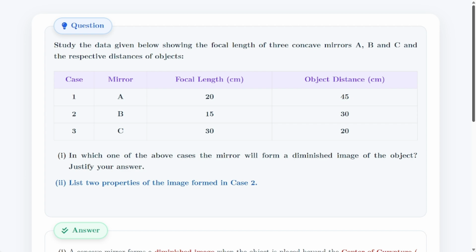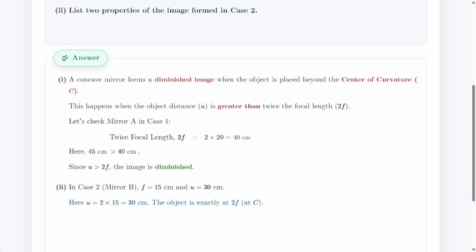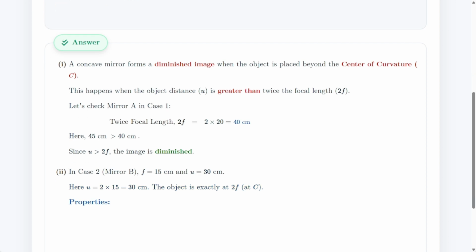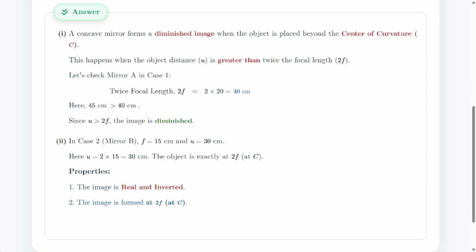Question 2. List two properties of the image in case 2. In case 2, focal length is 15 and object distance is 30. Notice that 30 is exactly 2 times 15. The object is at 2f or the center of curvature. Properties. First, the image is real and inverted. Second, the image is formed exactly at C.